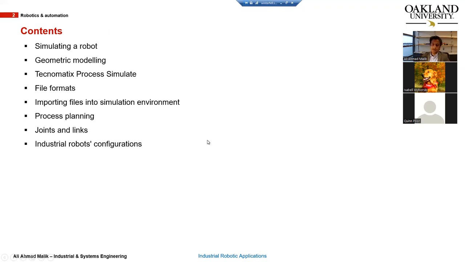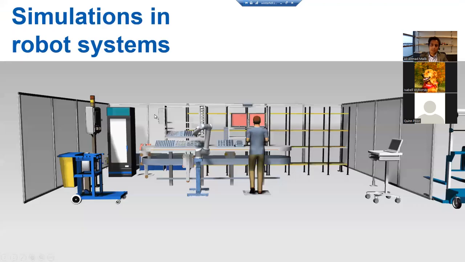But we will see simulating a robot, geometric modeling, Process Simulate software, different file formats, and what Process Simulate accepts. Importing files into the simulation environment, process planning, joints and links, and maybe industrial robot configurations as well.